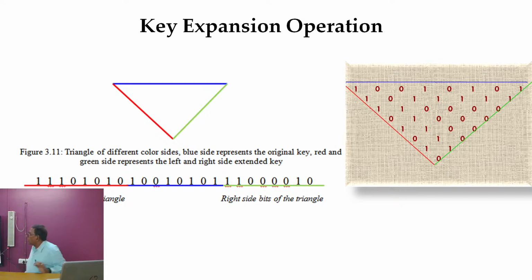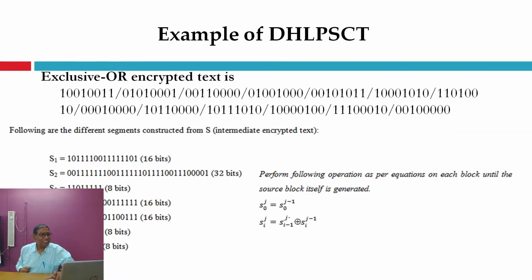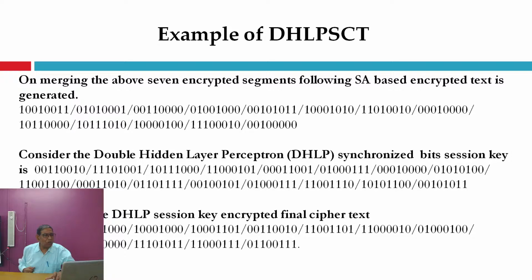And for extension of the key, normally in a cryptographic system you use a triangle. If you unfold the triangle, the length of the key will be enormous, three times. So we have used that technique to extend the length. Let's see the output.